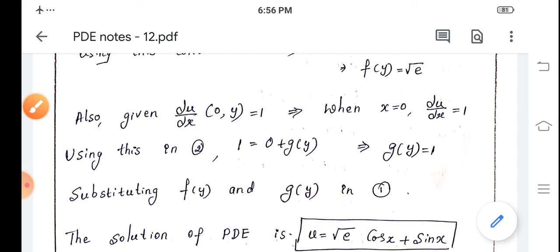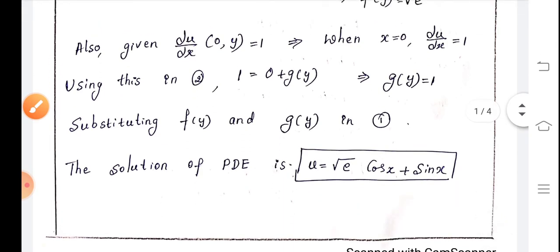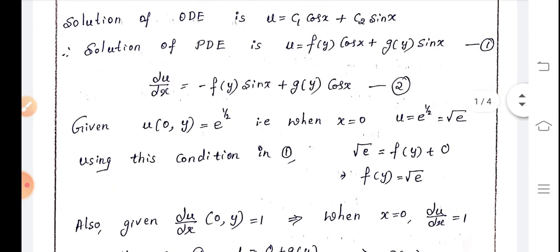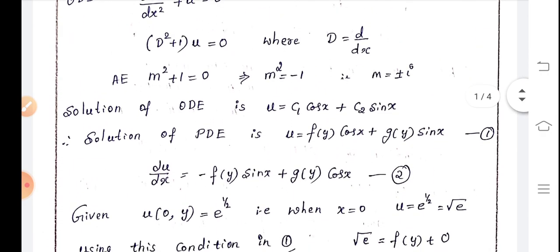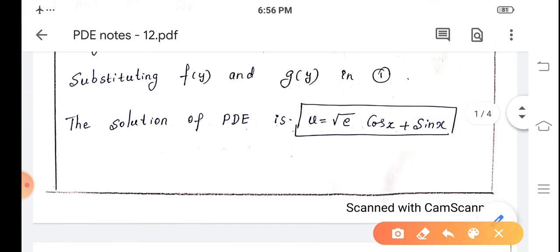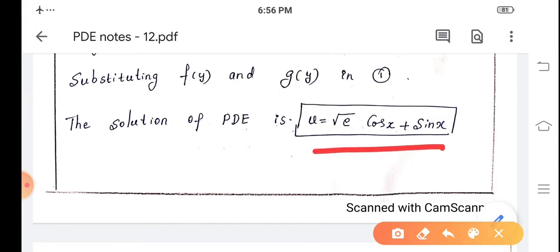Now substituting f(y) and g(y) in equation 1, we can write the solution of the given partial differential equation. That will be u = square root of e cos x + sin x.